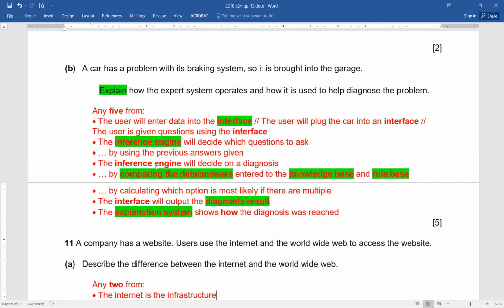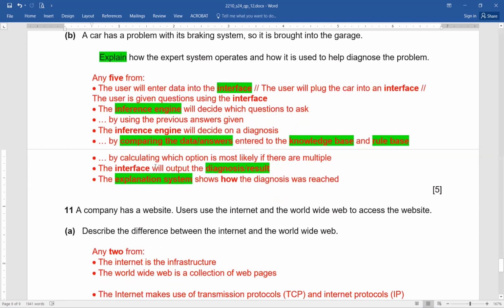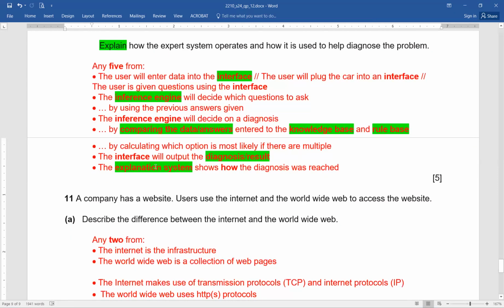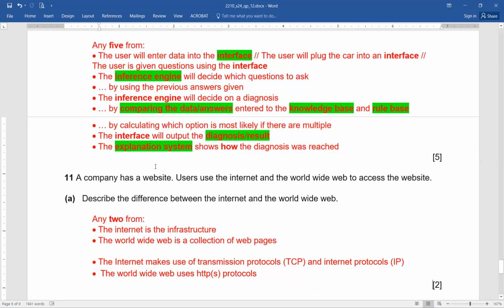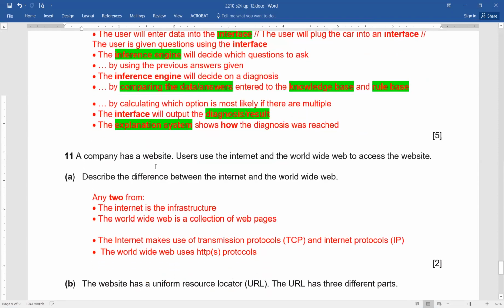That's great. Wonderful. Internet is different and World Wide Web is different. So internet is the infrastructure, while World Wide Web is a collection of web pages. And the one that a student can mention is that the internet makes use of the TCP/IP protocol, while the World Wide Web uses the HTTPS or HTTP protocol. And it's going to get you 2 out of 2.